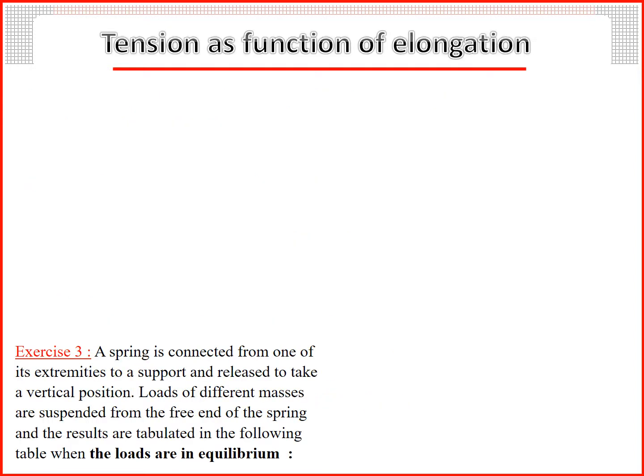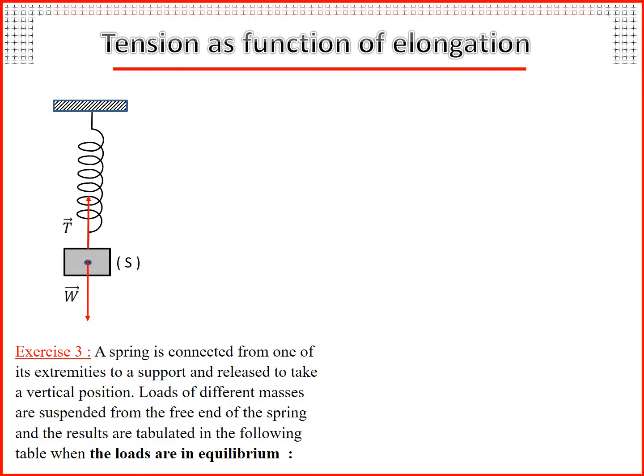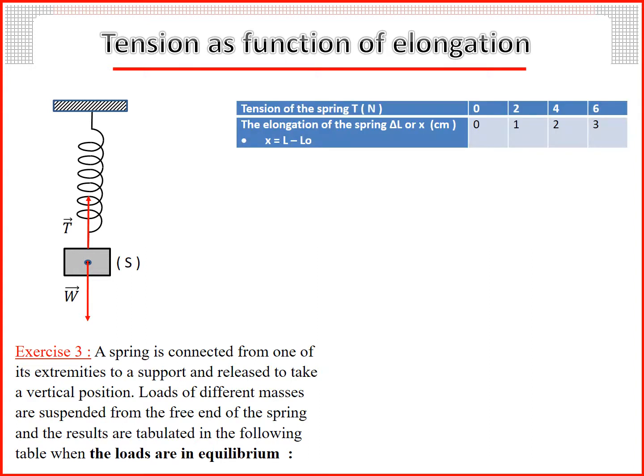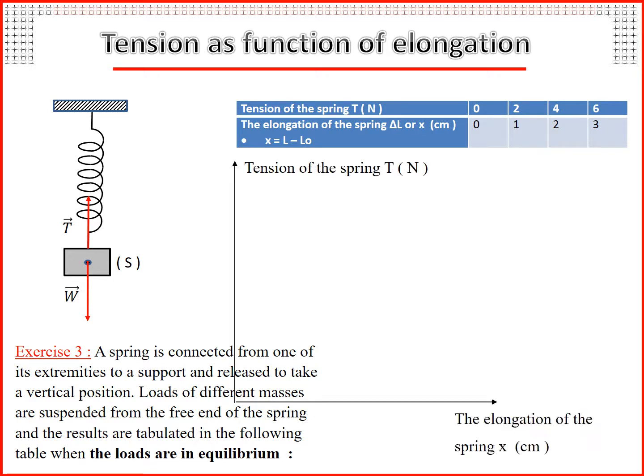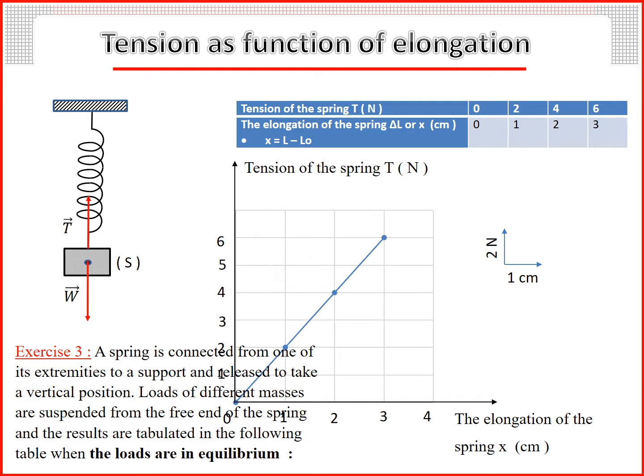The tension as function of elongation. Consider the figure. A spring is connected from one of its extremities to a support and released to take a vertical position. Loads of different masses are suspended from the free end of the spring, and the results are tabulated in the following table when the loads are in equilibrium. To draw a graph of the tension of the spring T in Newton as function of the elongation of the spring X in centimeter, we use the scale: 1 centimeter represents 1 centimeter along the x-axis and 1 centimeter represents 2 Newton along the y-axis. The shape of the curve is a straight line passing through the origin.